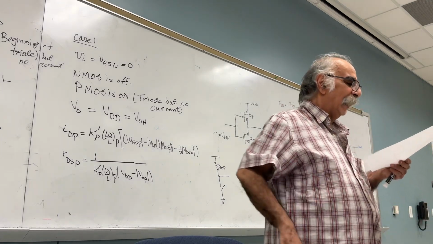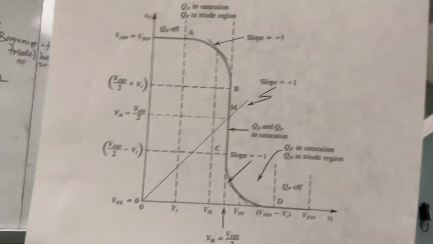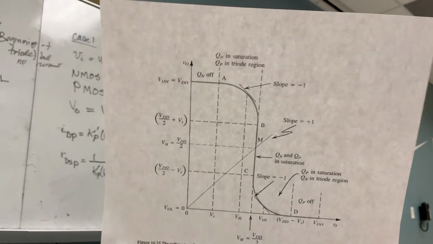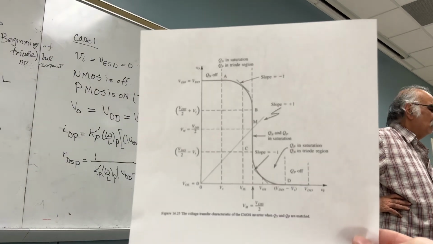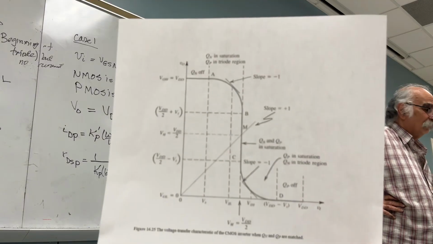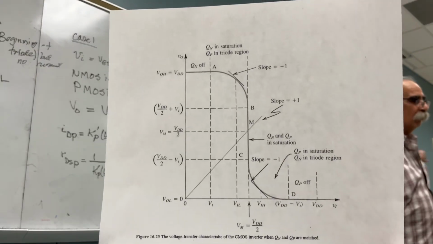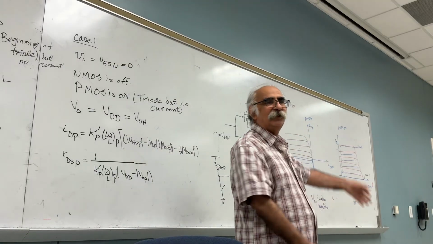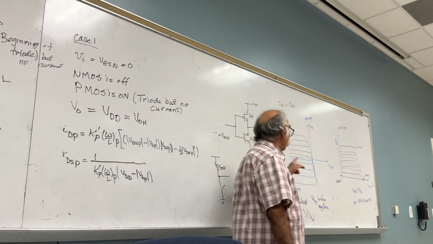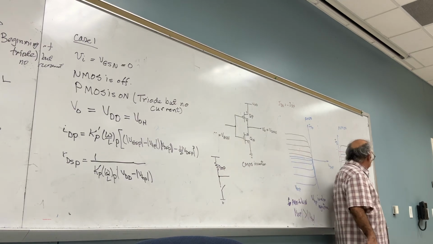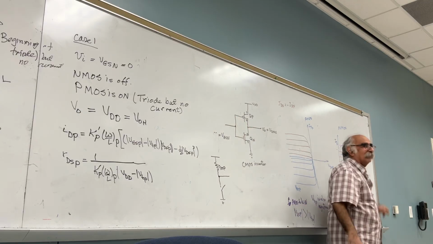Now help me. I want you to look at the points between A and B. What does it tell you? Read it and tell me. Qn is in saturation, but Qp is in triode. Where? Show it to me in this diagram. Remember the extreme point, when VIN equals 0. This point. So this case 1 is this one.